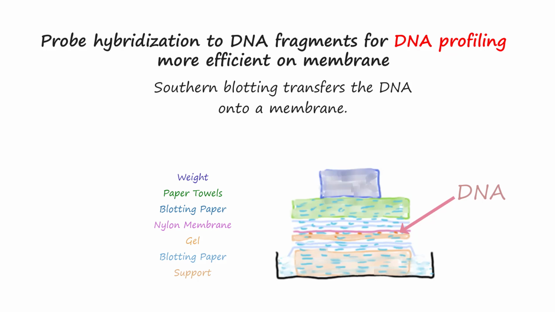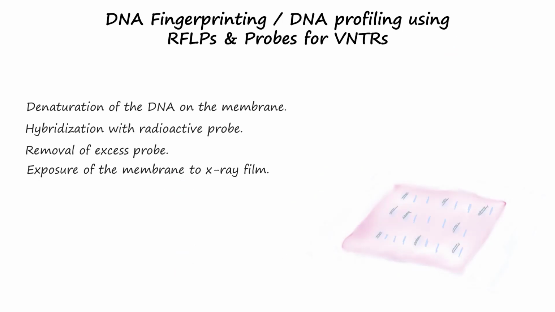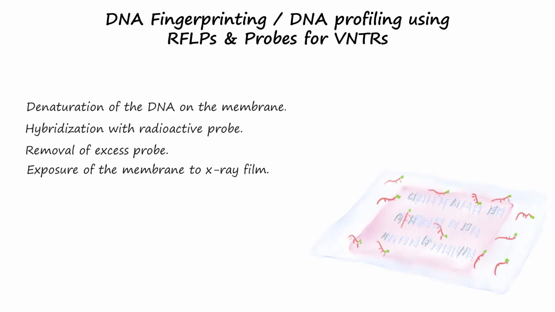Hybridization of probes to size fractionated DNA is more efficient if after electrophoresis, the DNA is transferred to a membrane in Southern blotting. The capillary transfer of fragments of DNA on the membrane means the fragments will be located as on the gel. The DNA on the membrane has to be denatured to enable the probes to bind to the complementary nucleotides on the DNA.